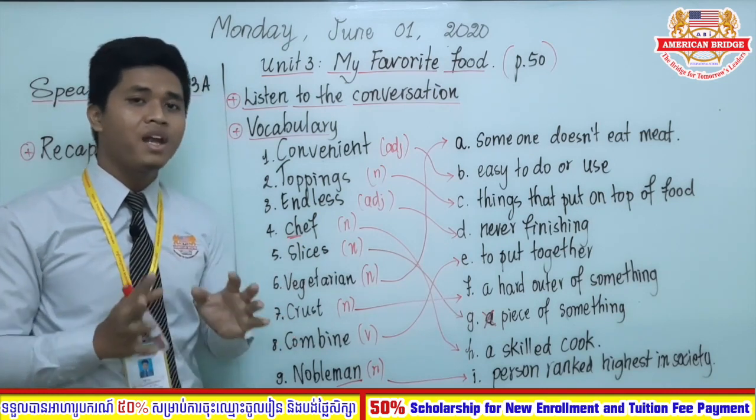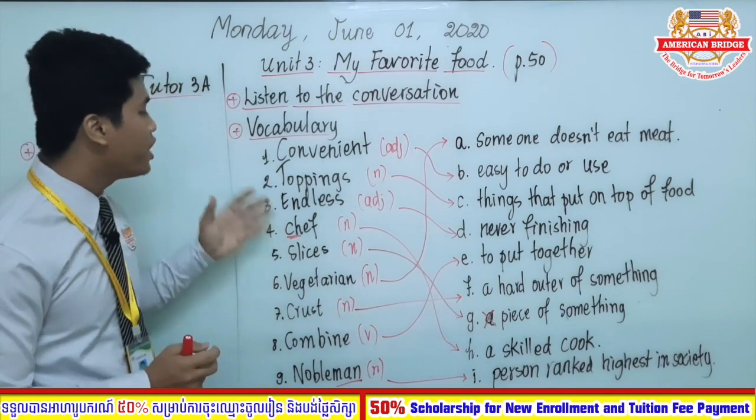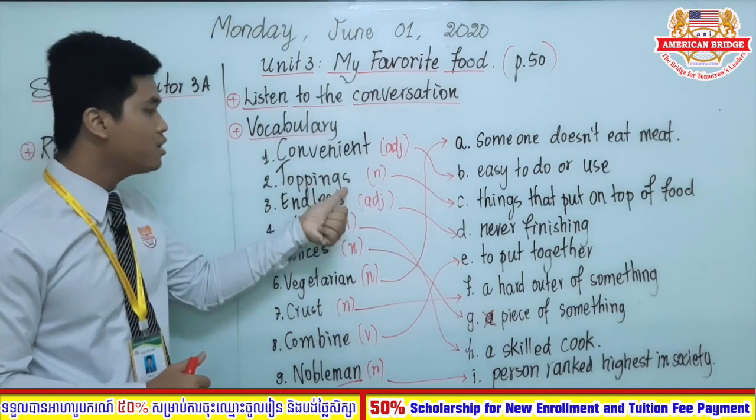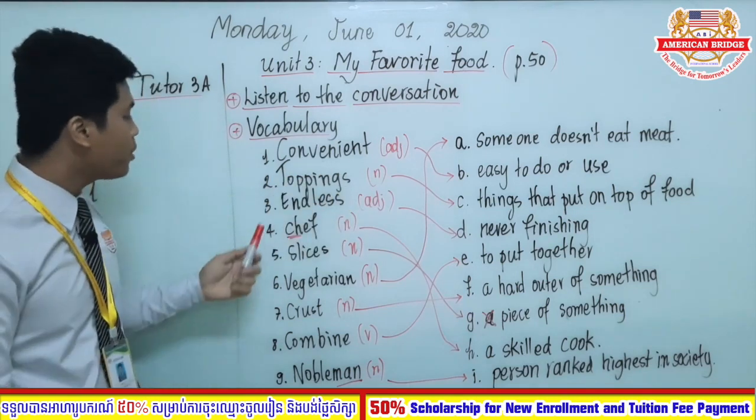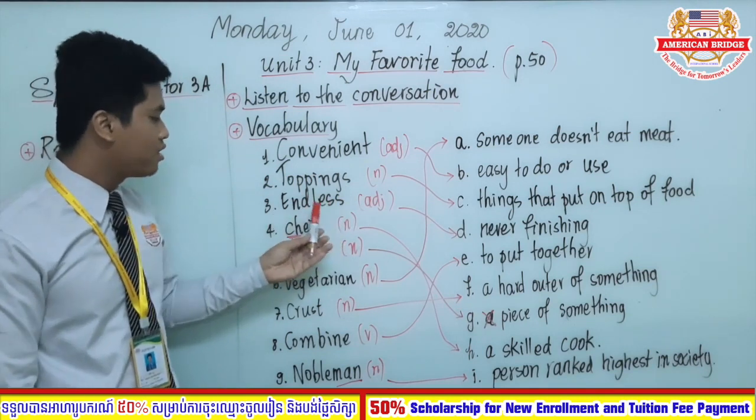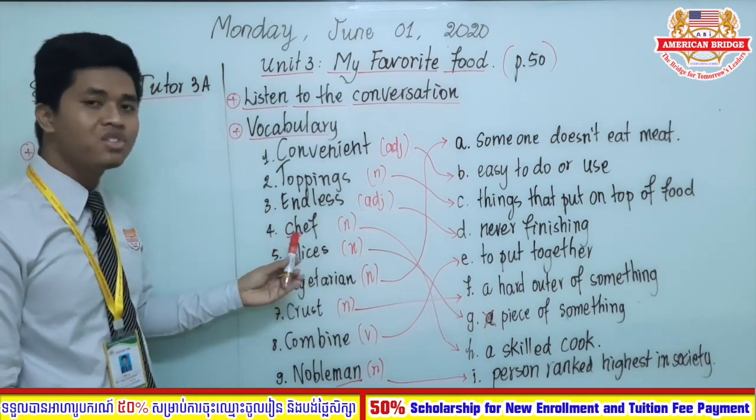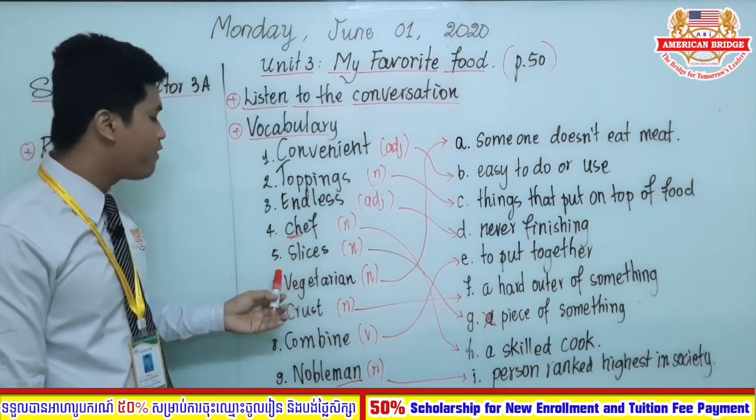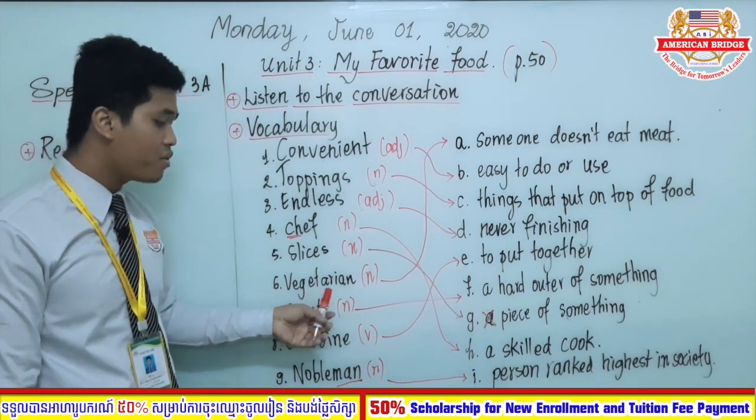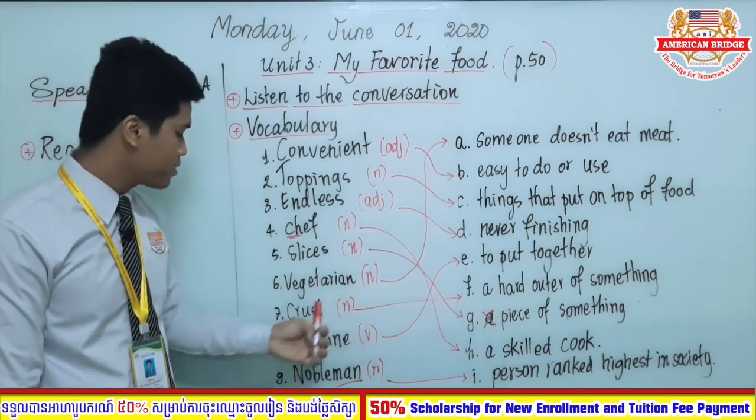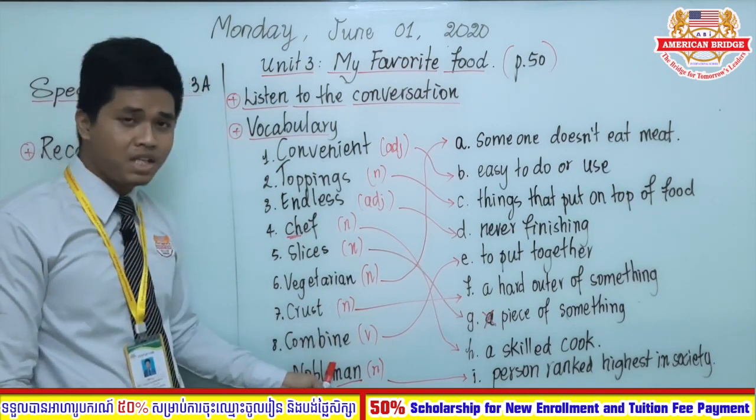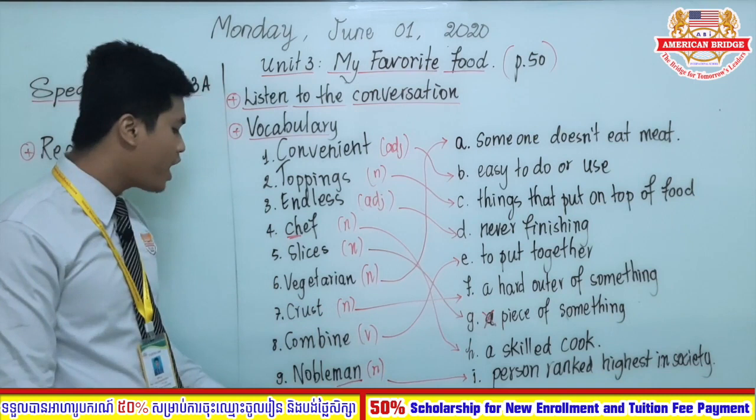Now, before we end this video session, I would like to read these words one more time for all of you. So the first one is convenience. Number 2, toppings. Number 3, endless. Number 4, chef. Number 5, slice. Number 6, vegetarians. Number 7, crust. Number 8, combine. Number 9, nobleman.